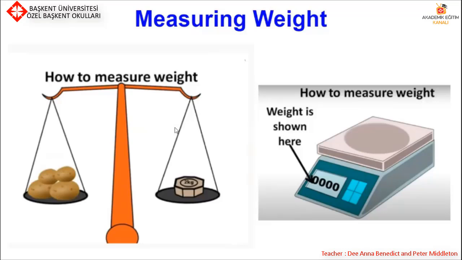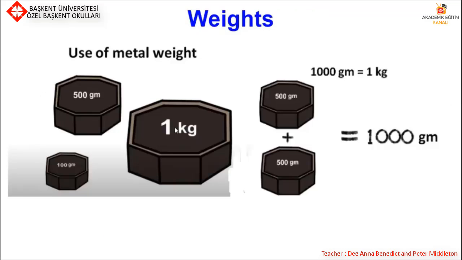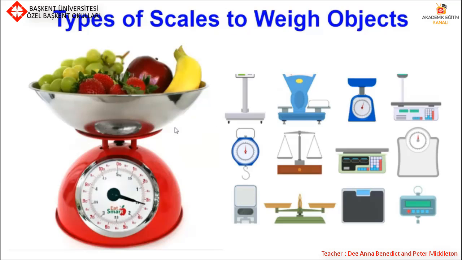You can also use different scales that are electric, and you can put the potatoes on top of it and it shows the weight on it there. Here are different examples of weights, and you can see that 500 grams equals 1,000 grams, and 1,000 grams is 1 kilometer. Here are different examples of scales that you can use. And you can see in one of these scales, it has some delicious fruit in it. Can you see how much they weigh?